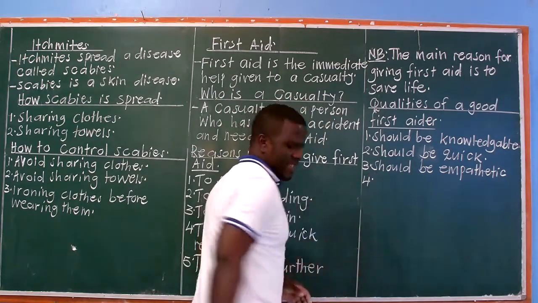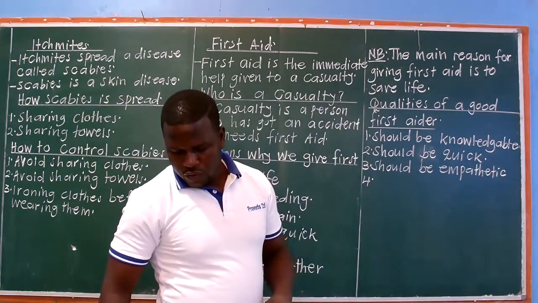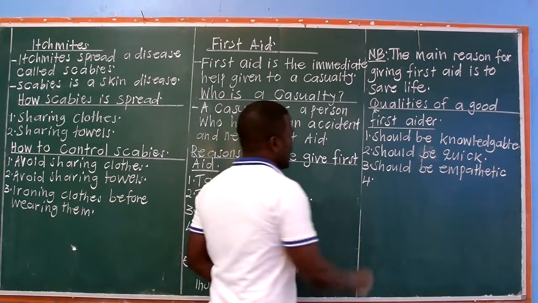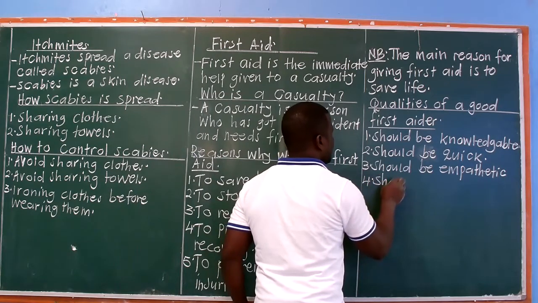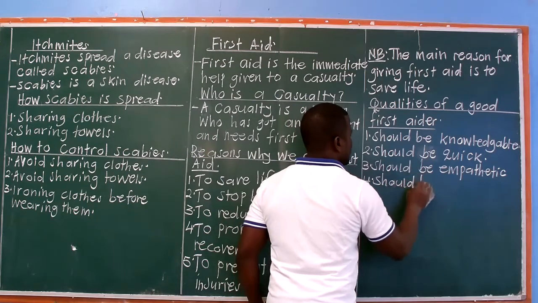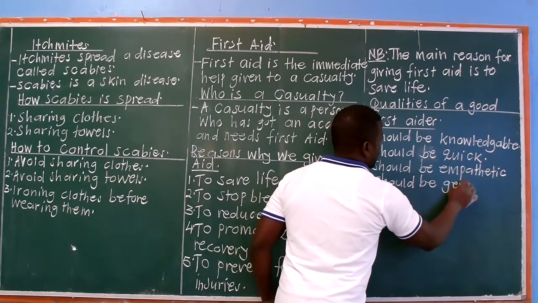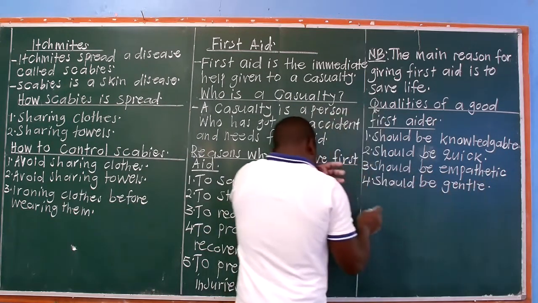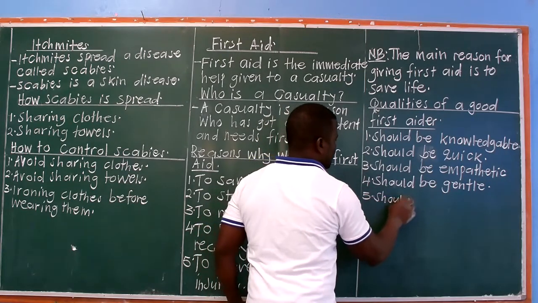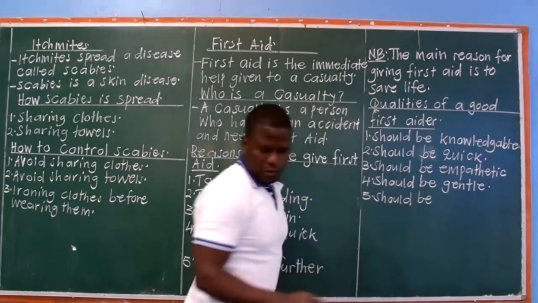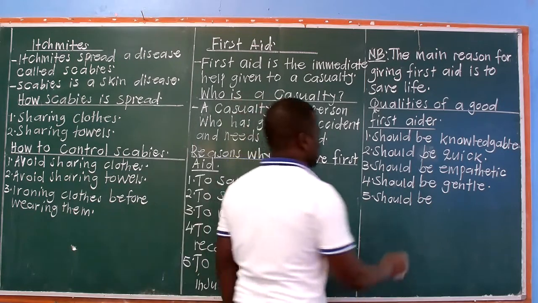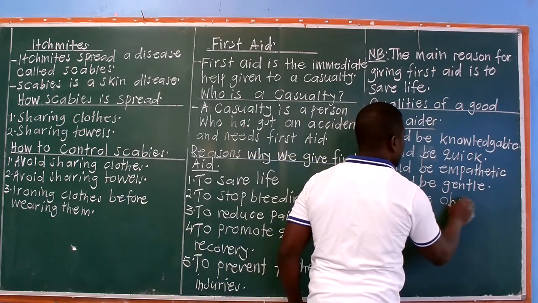Then, a good first aider should be gentle. Number five, a good first aider should be observant.